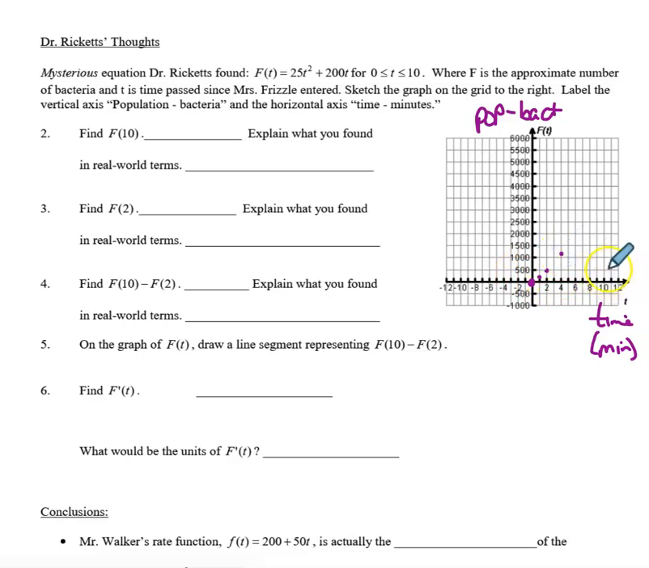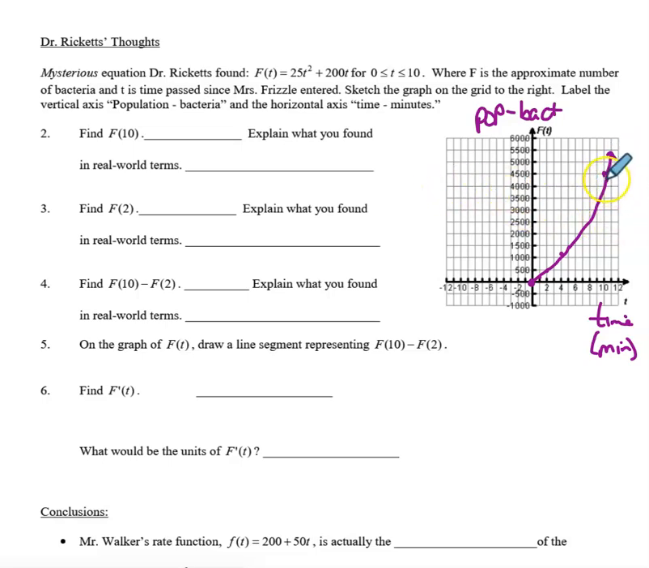And then I might skip all the way to 10 just to see how far up I go. 25 times 100 will be 2500, plus 200 times 10 is 2000. So 10 maps to 4500, which is up here. And since I know this is quadratic, I can just sketch a nice quadratic curve connecting the data points that I have on my grid.